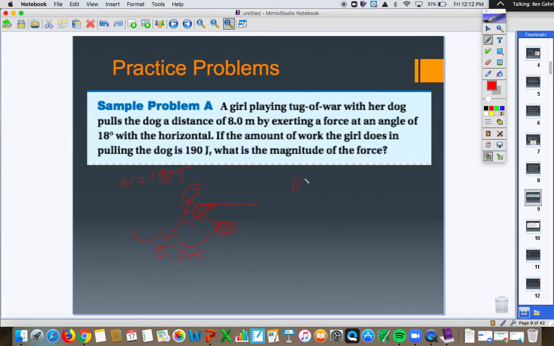Okay, so we have our equation. We have work equals force times distance times cosine of theta. In this case, I know my work is 190 joules, my distance is 8.0 meters, and my theta is 18 degrees. So I can manipulate this equation and solve for F, dividing everything by d times cosine of theta. And so you get 190 joules divided by 8.0 meters times cosine of 18 degrees.